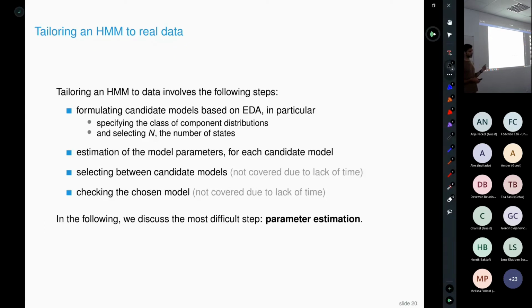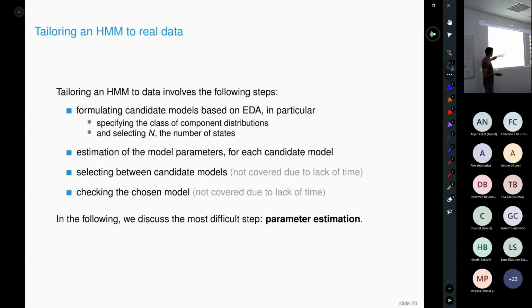We need to estimate the parameters of the gamma distributions for each of the 3 states. We have 3 different gamma distributions, and we need to estimate the corresponding parameters. And we need to estimate the transition probabilities, so the probabilities of switching between those different states. Those are the parameters that we need to learn from the data. And that's the tricky part. There are packages for that, but it's still not completely straightforward.